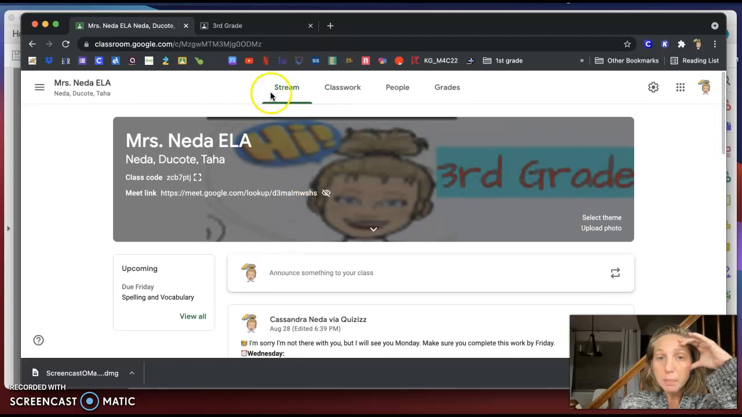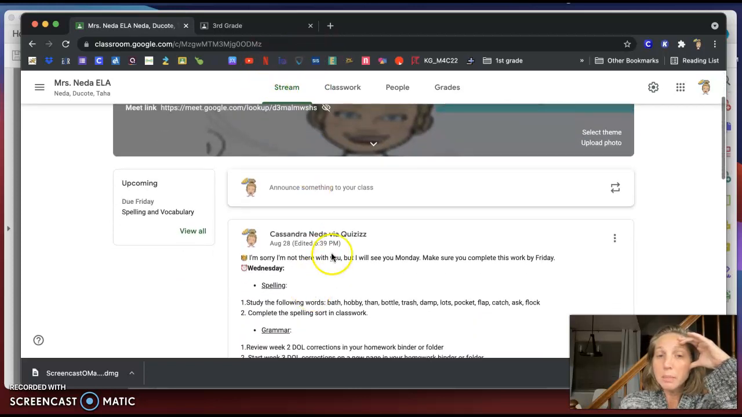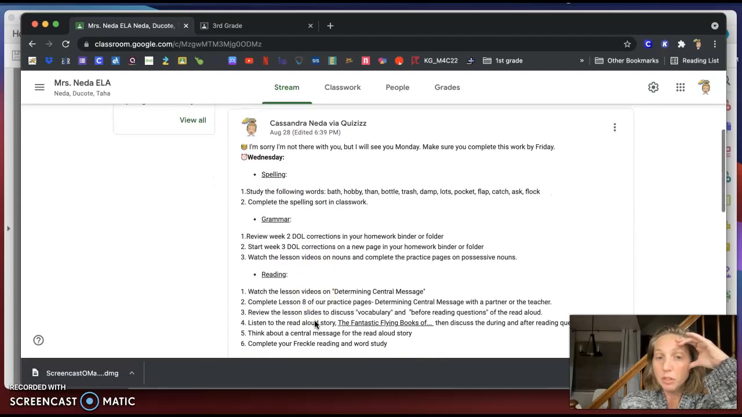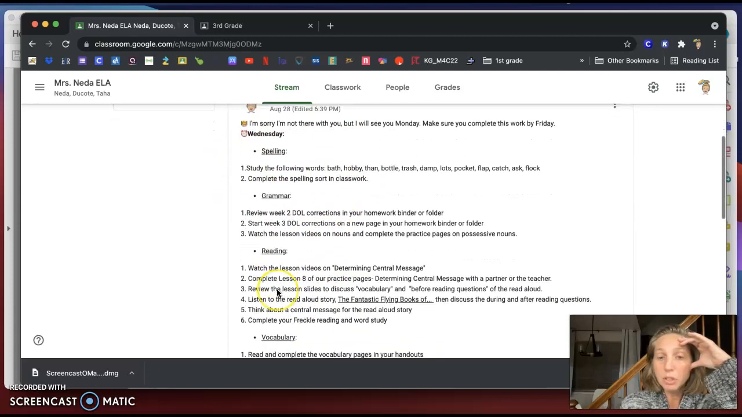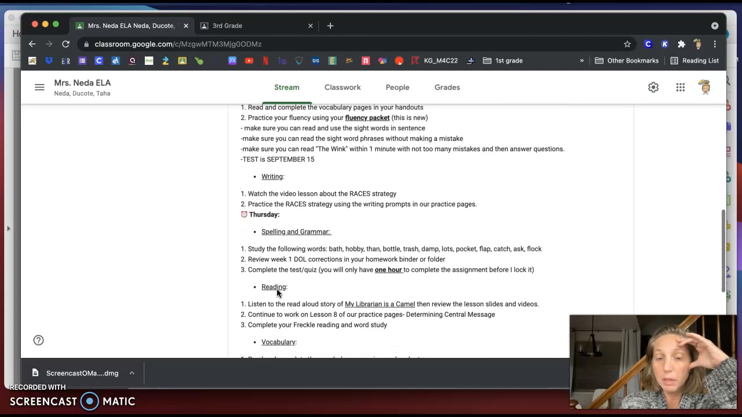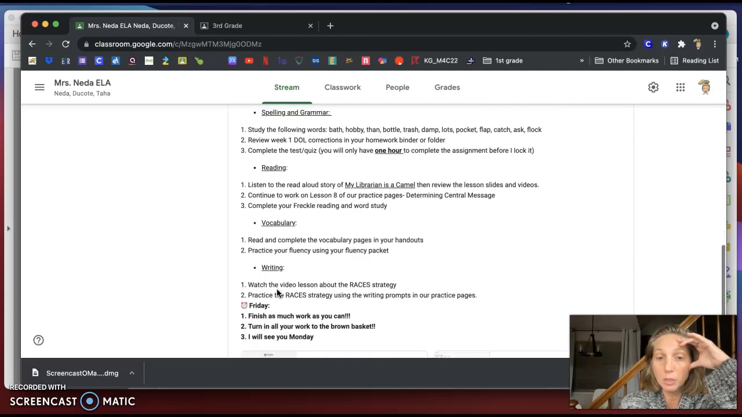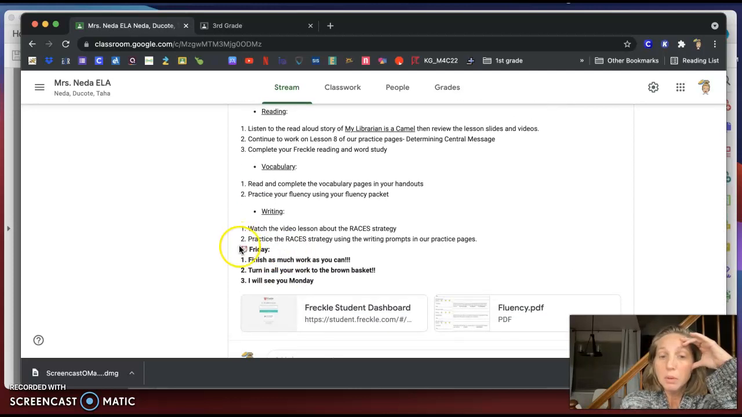The stream page, our first page, there is a message here for you, and it just tells you everything that you're going to be doing for this week, but it'll tell you again in the classwork section. Okay, when you come down to Friday, it is just going to be a make sure you finish day, and it is okay if you do not finish everything. It really is. But I do want you to make sure you turn in everything on Friday.